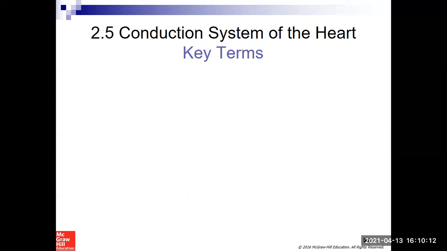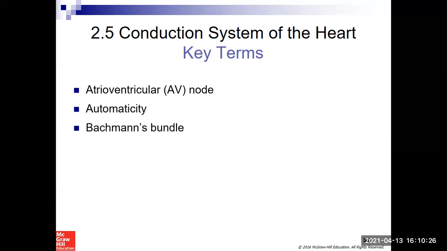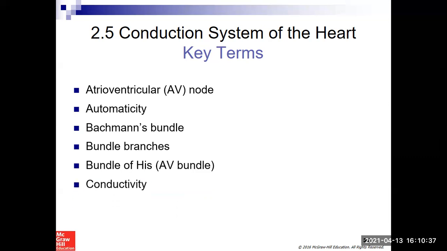Conduction system of the heart. Okay, I gave you a beautiful heart that talks about the conduction system. So we have atrioventricular node, AV. Automaticity. Bachmann's bundle. Bundle branches. Bundle of His. AV node is another name. And conductivity. Again, make sure you're reading the definition for these terms.